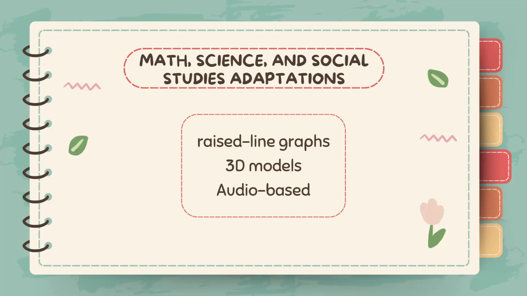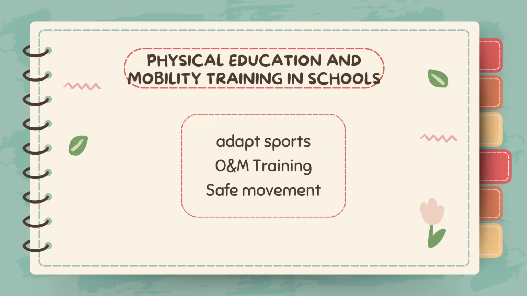Physical education is another important aspect of schooling. So let's discuss how to adapt physical education and mobility training. Ensuring that students with visual impairments have access to physical activities is crucial. Some adaptations may include adapting sports for blind students, for example, using balls with bells for auditory tracking. Next is to provide orientation and mobility training, teaching students how to navigate spaces safely and confidently. Next is to encourage safe, independent movement, like guiding students in using canes or guide dogs effectively.